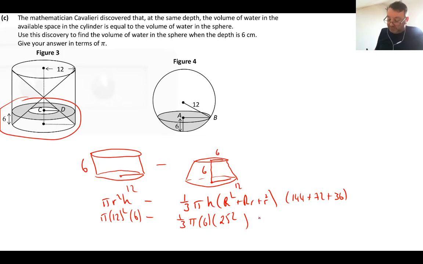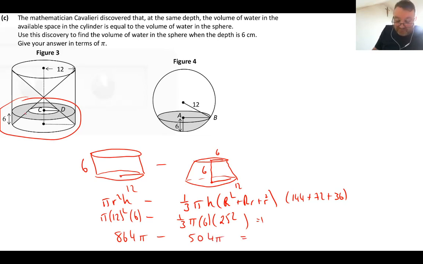Okay, so let's do this very quickly over here. Pi by 12 squared by 6. So 12 squared, 144 times 6. That comes out as 864 pi minus a third times pi times 6 times 252, which comes out as 504 pi.